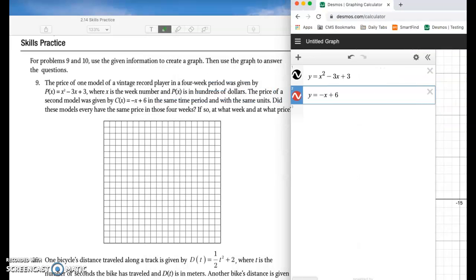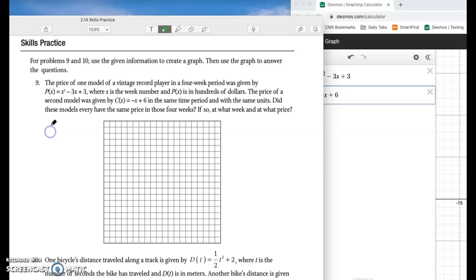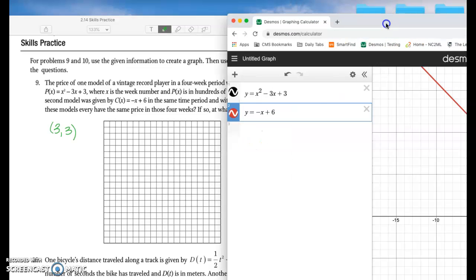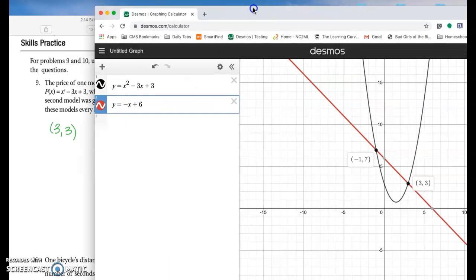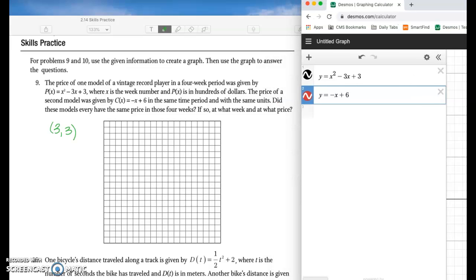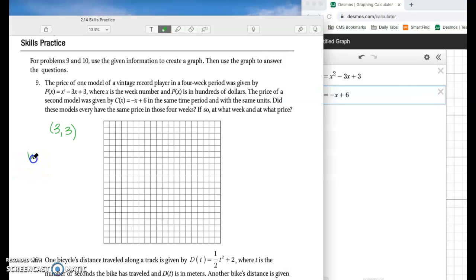So we could sketch in a picture, but the answer is going to be the point 3, 3. And then how do we interpret that? Because the question says, if so, at what week and at what price? It's in hundreds of dollars, so it's important that we pay attention to that, right? So even though it's a 3 over here, they tell us in the problem it's $300. So at week 3, the record players both cost $300.